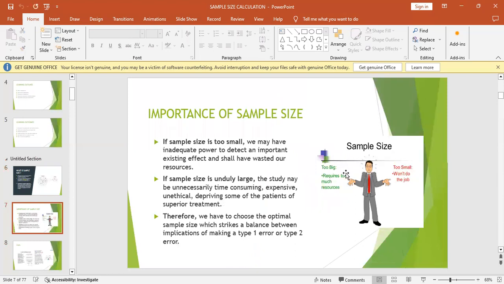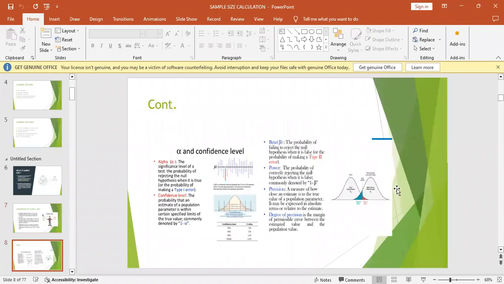Now, if the sample size is too big, it requires too many resources, and if the sample size is too small, we cannot do this job. Therefore, we have to choose the optimal sample size, which strikes a balance between the implications of making a type 1 or type 2 error. Know what is alpha, confidence level, beta, power, precision, and the degree of precision.